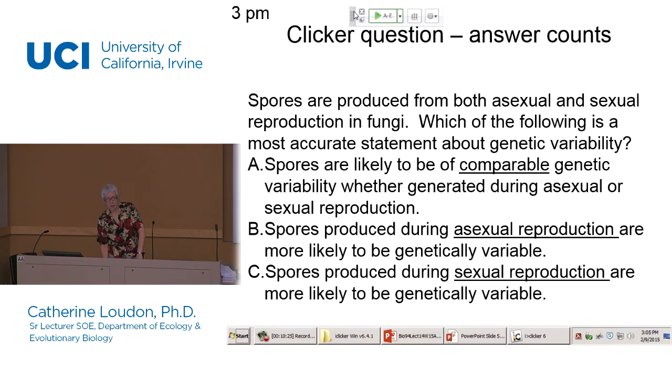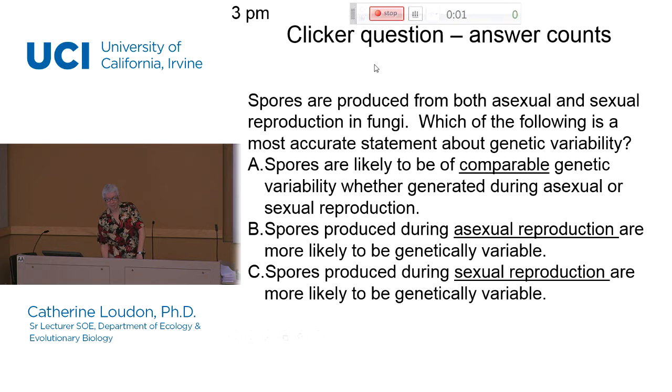Okay, let's go ahead and do a clicker question then. I would describe this as very straightforward. Again, another example of a former test question, and this is the kind of thing one should be able to answer about a fungal life cycle, given what you've learned about fungal life cycles. Okay, consider this: spores are produced for both asexual and sexual reproduction of fungi. Which of the following is the most accurate statement about genetic variability in the spores? I've given you 3 different choices here, and I've underlined the main differences between these 3 possible answers.